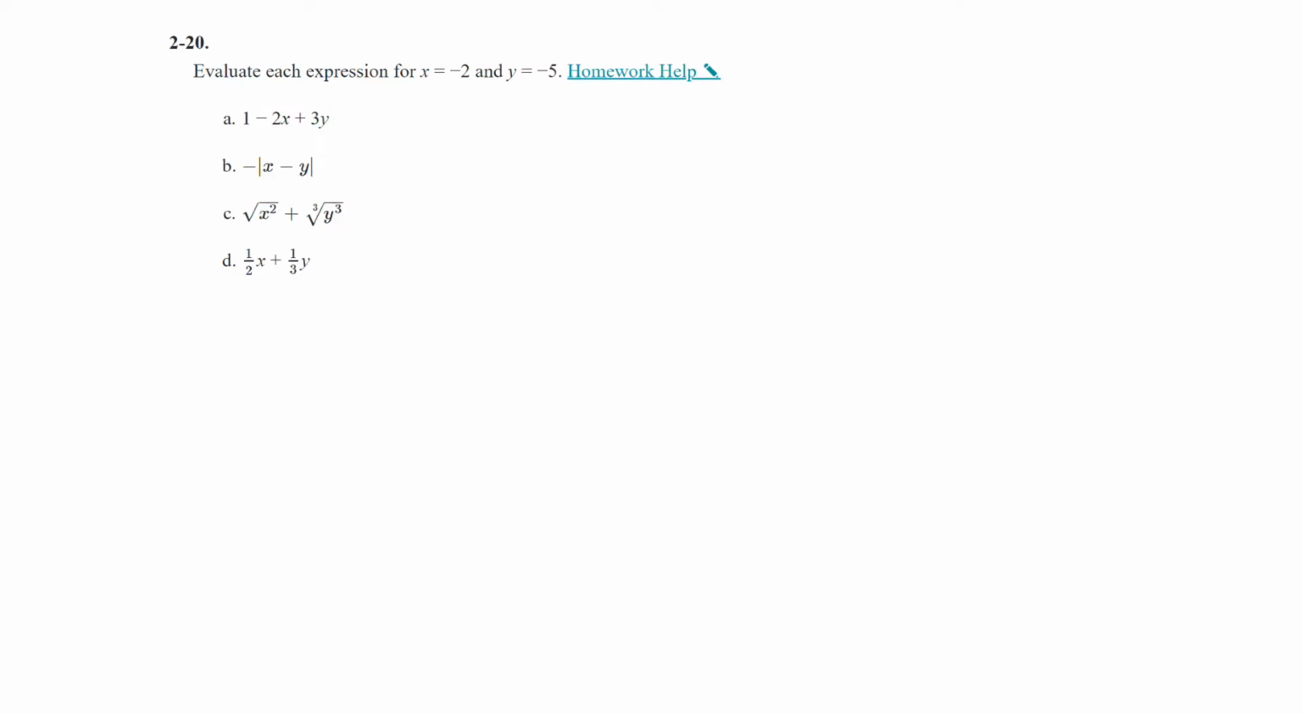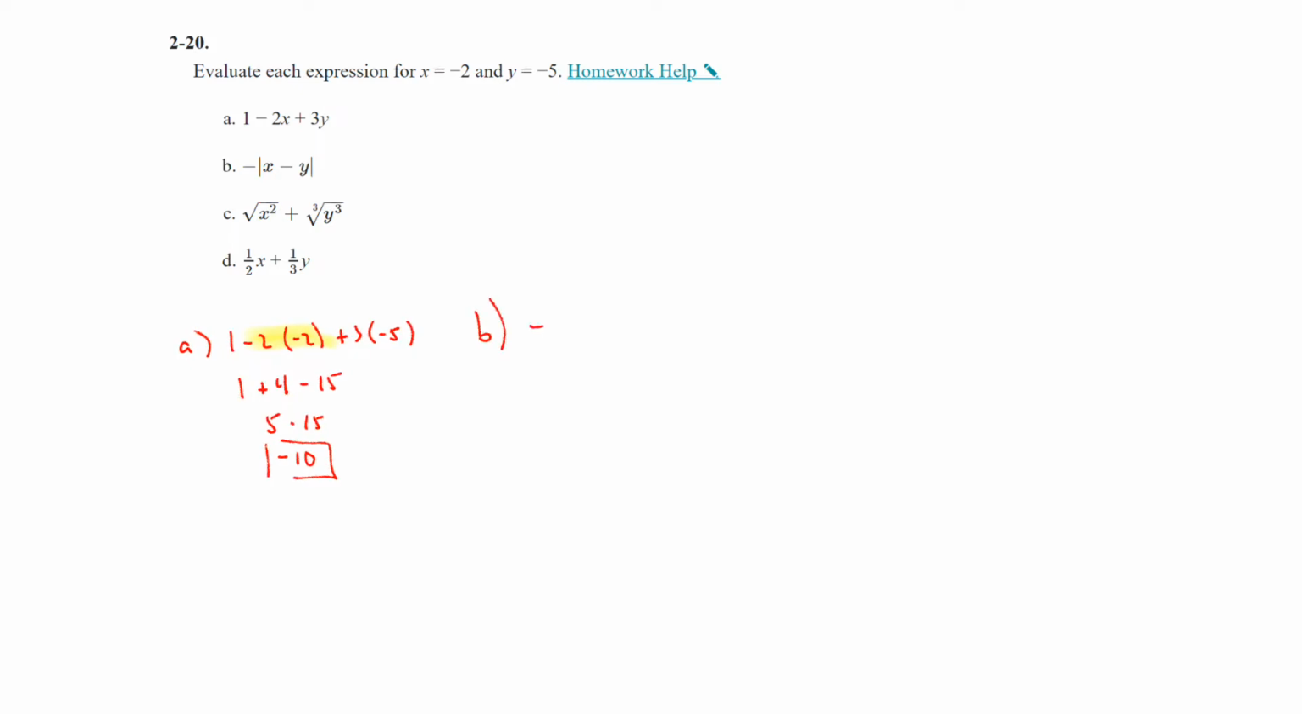Question 20, evaluate each of the expressions given the information. So we'll start with A. We have 1 minus 2 times x, which is -2, plus 3 times y being -5. Now this is 1 minus 2 times -2. So we are multiplying a -2 times a -2, which is a +4. And then 3 times -5 is a -15. Make sure when you add left to right. So that is 5 minus 15, which is -10.